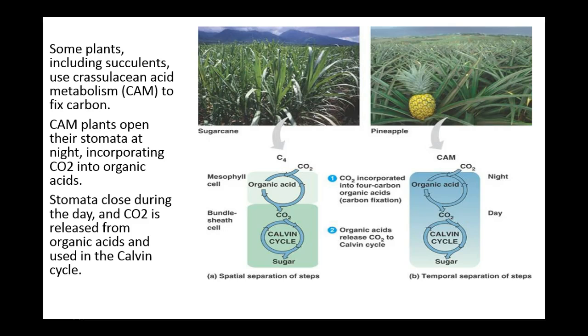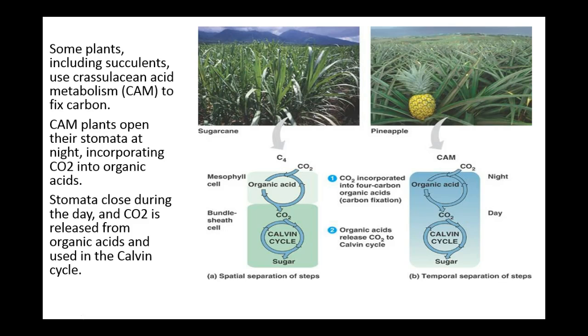Some plants, like succulents, and if any of you have ever grown succulents, they don't need very much water at all. They use a particular compound called crassulacean acid, which we very kindly get to abbreviate as CAM. That's why we call them CAM plants, to fix carbon. They actually even operate slightly differently.